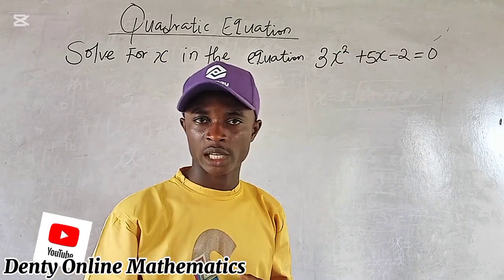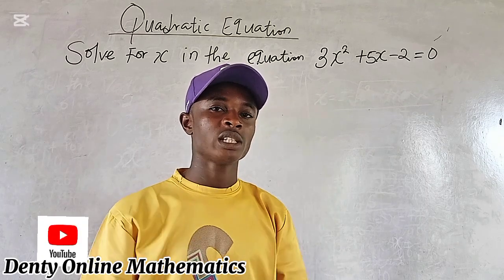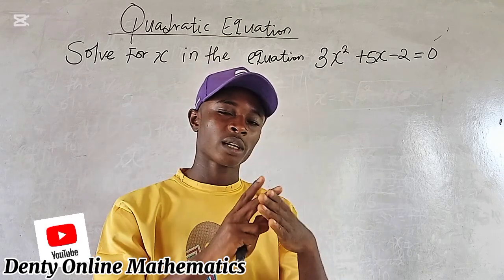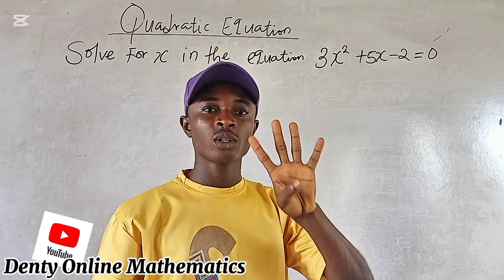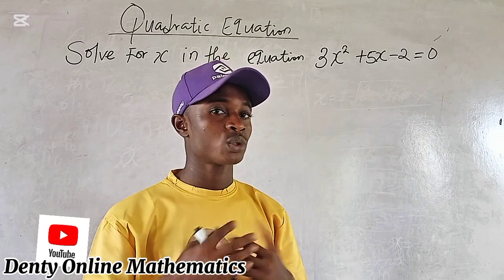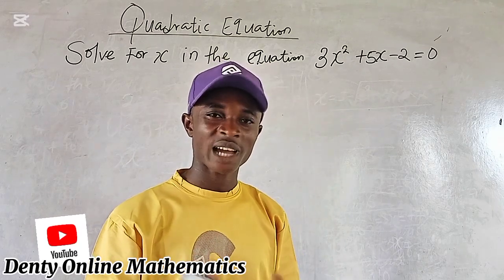How do we solve a quadratic equation? We have the formula method, the factorization method, the completing the square method, and the graphical method. That's 4 methods of solving a quadratic equation. Now it's left for us to choose any one of our choice. You get? That's how it is.